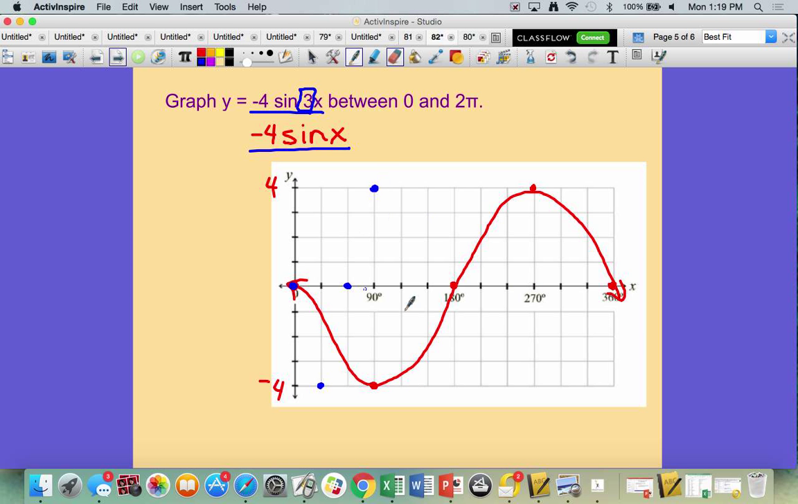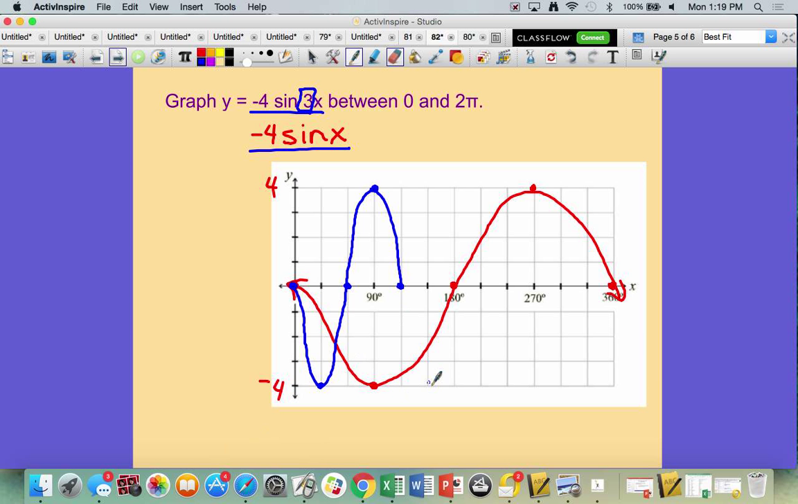Now notice the y values are still staying the same. We're just shrinking this graph. 360 divided by 3 is 120. Alright, so if you look at this and connect those dots the best you can, there's one wave. It's the same wave, it's just shrunk. Alright, and then you just follow the pattern from there.